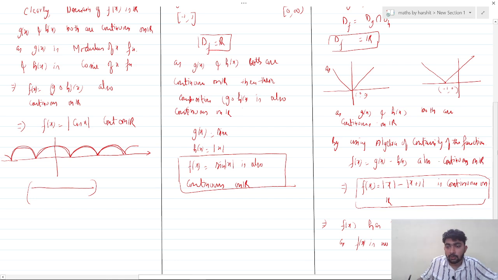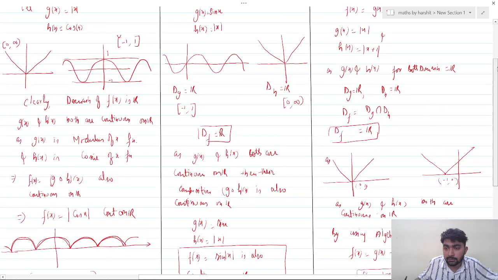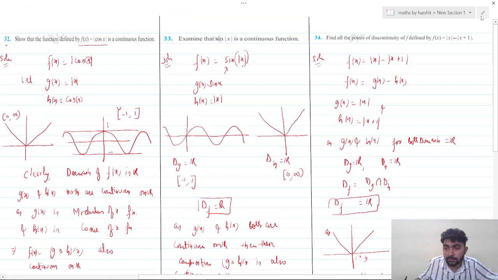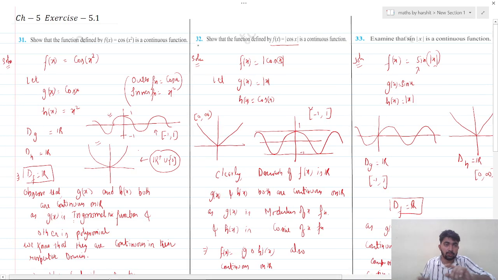So I hope you understood this question also. Here we are using the algebra of continuity. Except question number 34, in all the three questions 31, 32, 33, we discussed the composition of functions. One function we have is f of x equal to cos of x square, so here we are using composition of function. In the second question also, and in the third question also, composition of function.